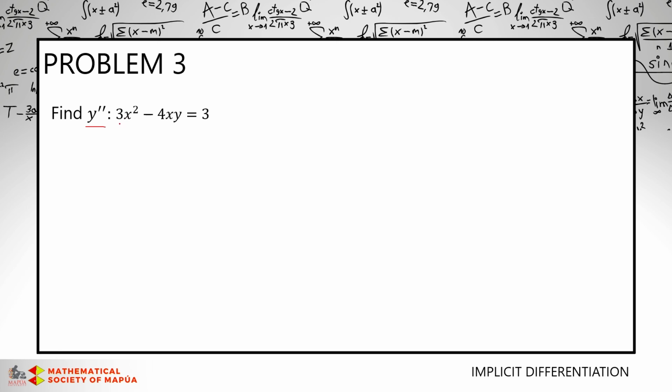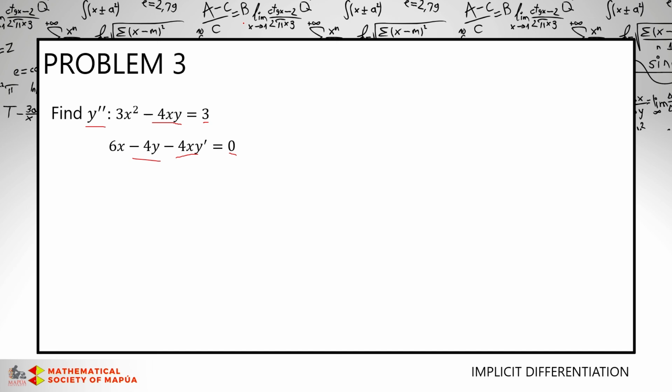So, again, per term tayo, 3x squared would be 6x. Okay. Itong negative 4xy, we can actually use the product rule. So, we get negative 4y, diba? Derivative of x is 1, then copy y, so negative 4y. Then derivative of y is y prime, then copy x. Yeah, negative 4xy prime. And the derivative of a constant is 0. Okay? So, okay naman na yung form niya.